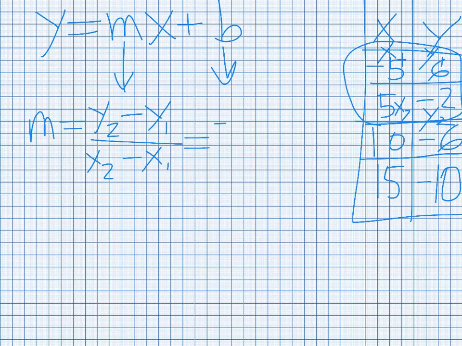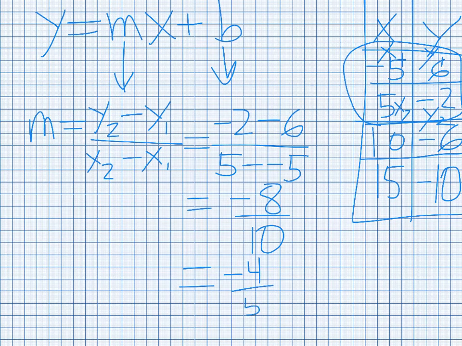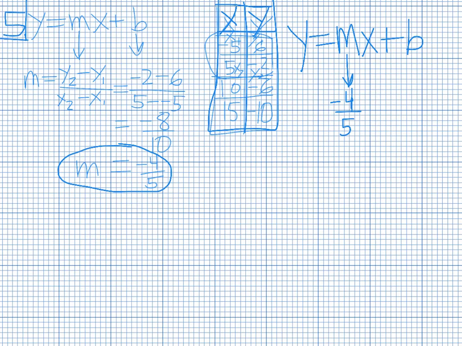So y2 is -2, then there's a minus sign, and y1 is 6. Plugging in x2 is 5, there's a minus sign, and then x1 is -5. Alright, so if I simplified this, my slope would be -8 over 10, and then obviously I can simplify that to -4/5. Alright, so that's what m is going to equal when I start writing this in my equation. Alright, so we're going to continue this.